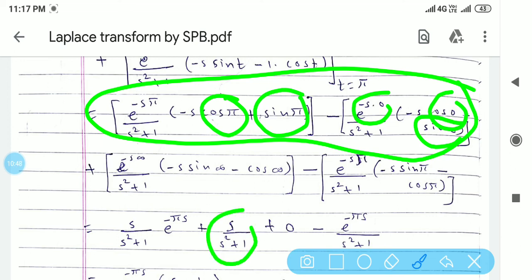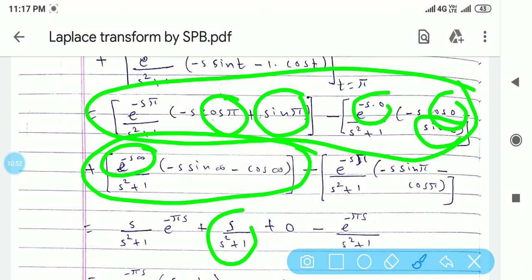The second term. Now here this term is 0 because of this one, and here sin pi is 0. What is remaining? Minus cos pi. But minus cos pi is plus 1, cos pi is minus, minus minus plus. So the remaining term is minus e raised to minus pi s by s square plus 1. See the calculations. Calculations are important here.